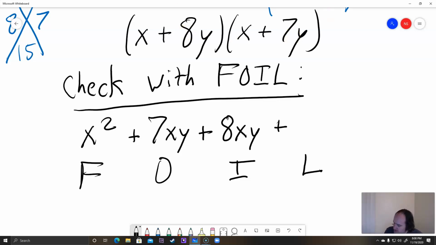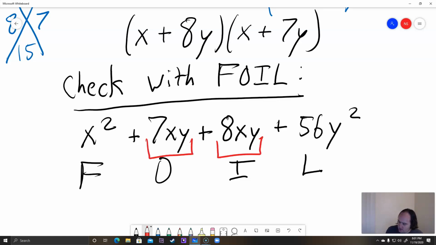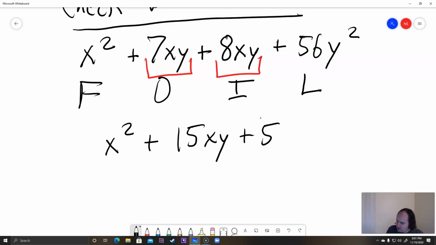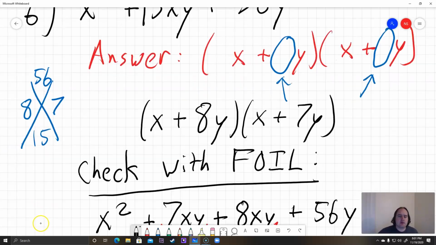So that's going to give us 8 times 7 is 56, and then y times y is y squared. And then if you combine the two middle terms, you combine those, then you get x squared plus, well, 7 plus 8 is 15xy plus 56y squared. And that's actually the polynomial that we started with.